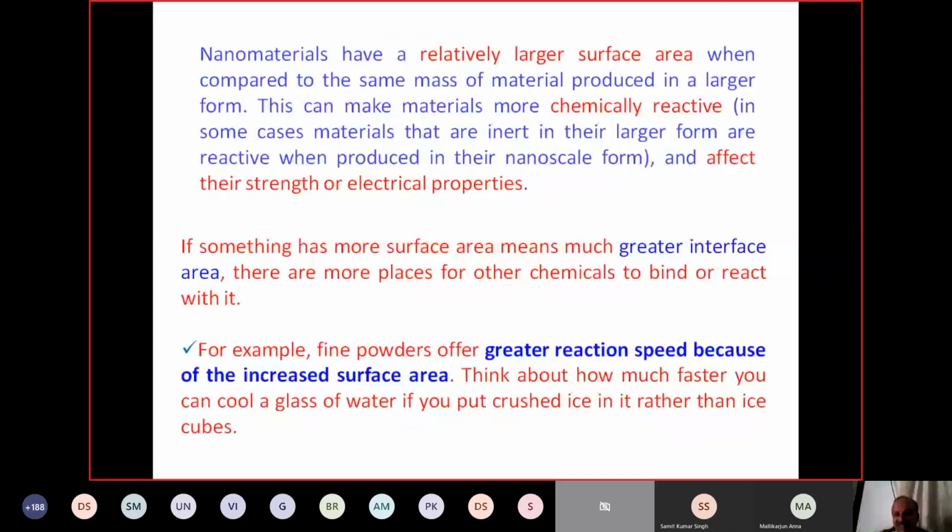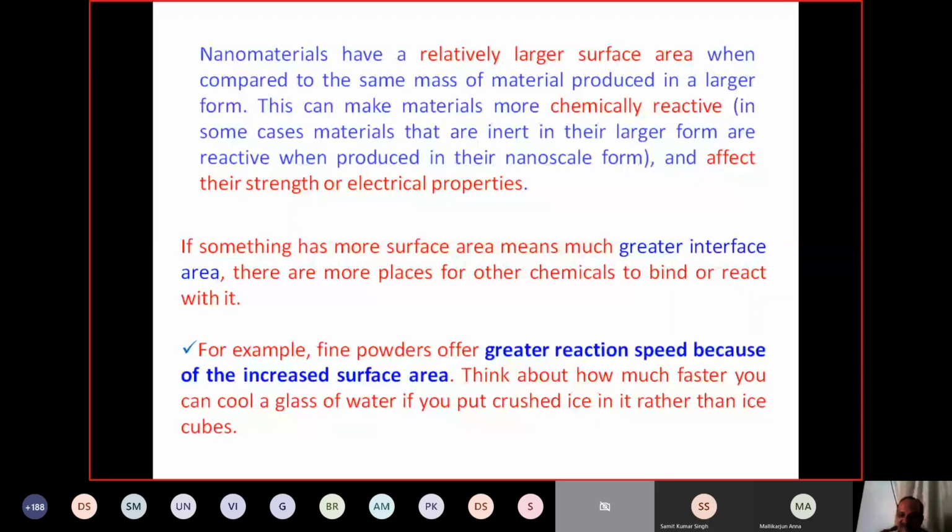So what is the effect of the surface area? What is the effect of the small size? Simply, whenever we take the powder form of sugar and the crystal form and dissolve in your tea or coffee, whatever it may be, which one dissolves faster? That's the powder form, because that size is smaller. So the reaction is very fast. If it is a crystal form, that reaction is very slow. So chemical activity also increases. Even its strength also increases, its electrical properties also increase because of the smaller size.